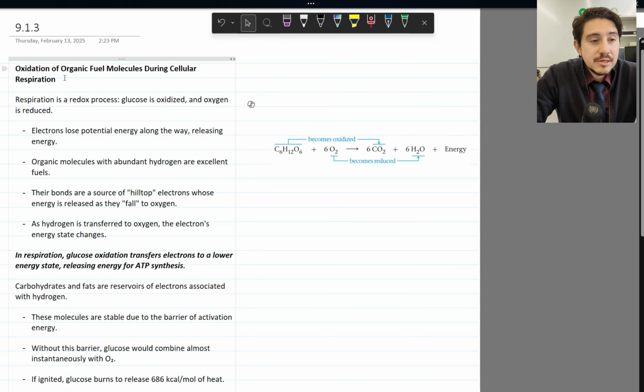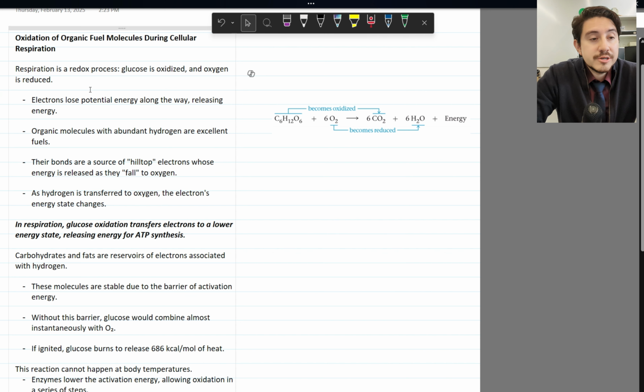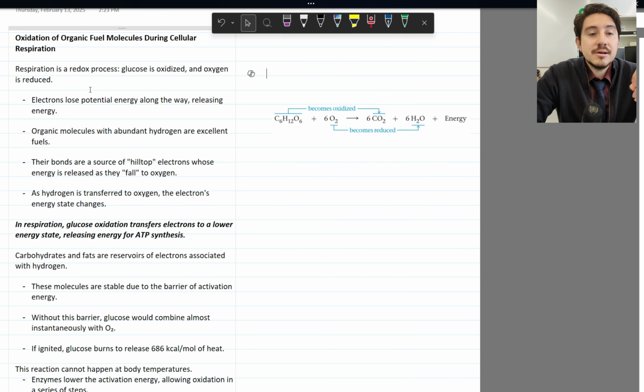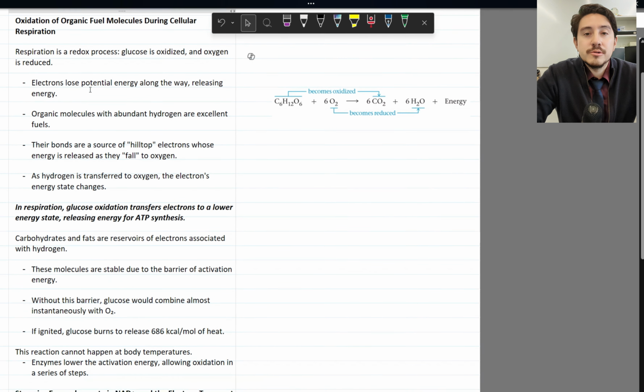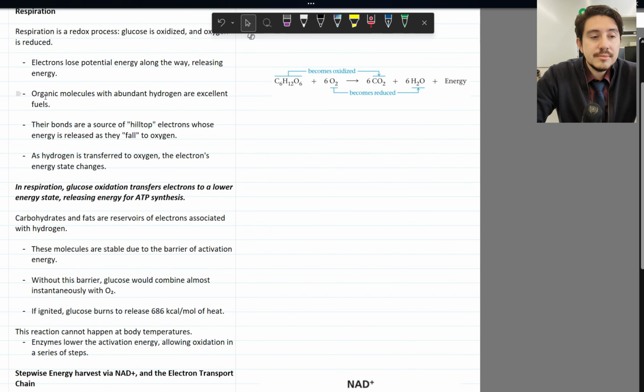Right? So you have oxidation of organic fuels or organic fuel molecules during cellular respiration. Again, respiration is a redox process. Glucose gets oxidized and oxygen gets reduced. Okay? We're going to break down glucose into carbon dioxide ultimately. So as this process is going along, and there are many pathways in interplay here, electrons will lose potential energy along the way. And as they're losing potential energy along the way, they're releasing energy. Energy is being released.